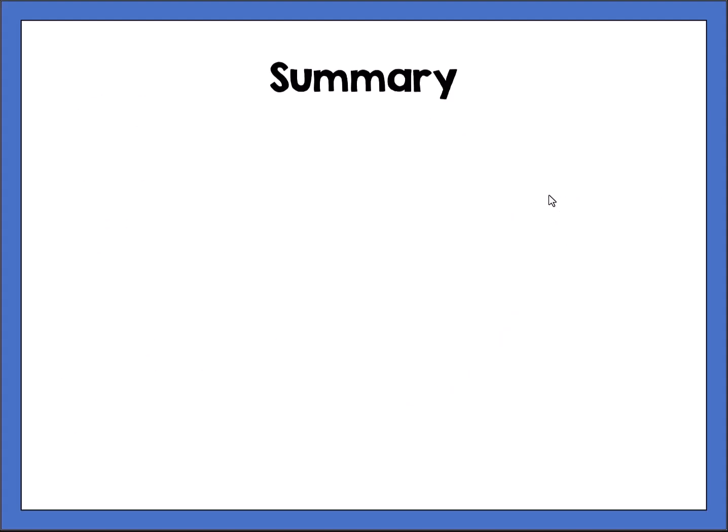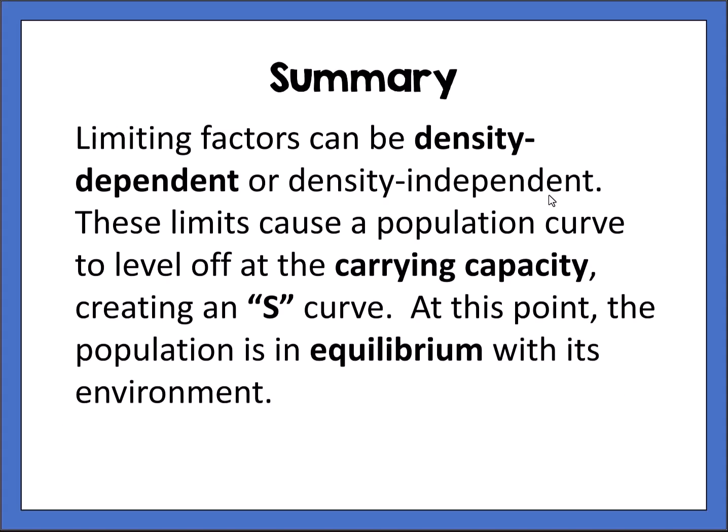So in summary, limiting factors can be density dependent or density independent. These limits cause a population curve to level off at the carrying capacity, creating an S curve. At this point, the population is in equilibrium with its environment.